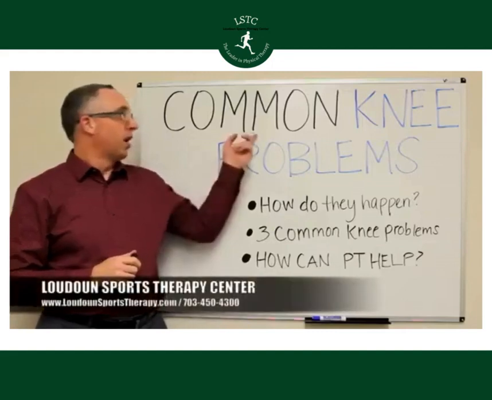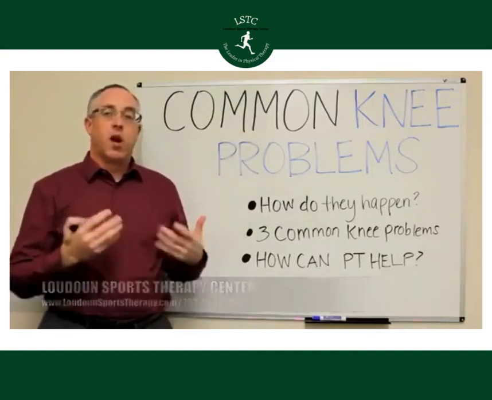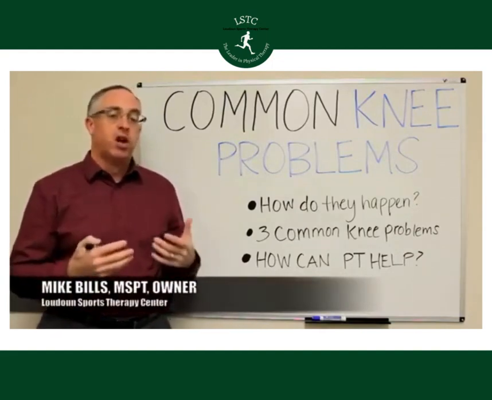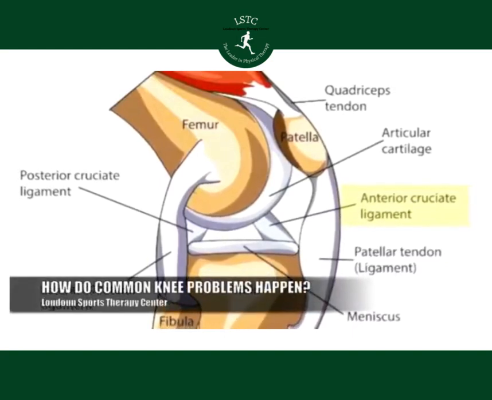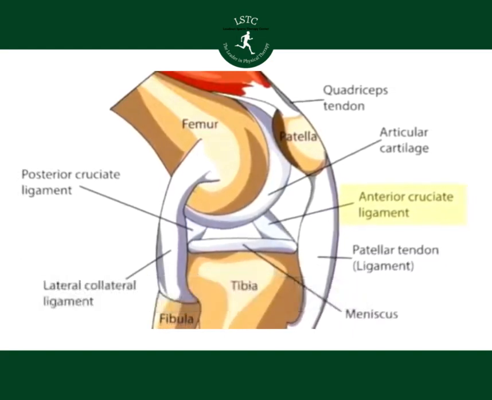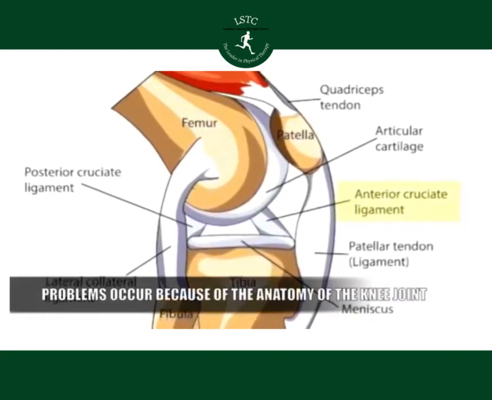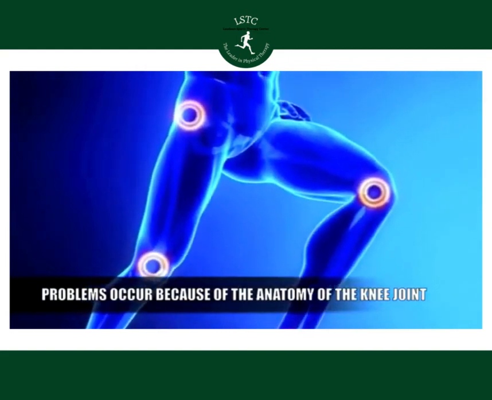So you're probably wondering about common knee problems. Well, first of all, we have to really take a look at why they occur in the first place. The majority of common knee problems occur because of the way the knee joint is made up. The knee joint is made up of basically the femur, the bone in your upper leg. It has a rounded bottom to it, and it sits on top of the tibia, the bone in your lower leg that has a flat surface to it.